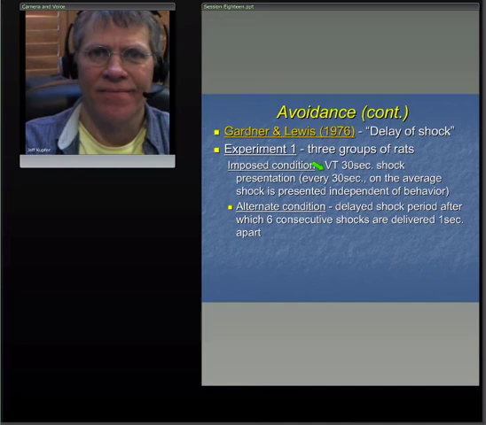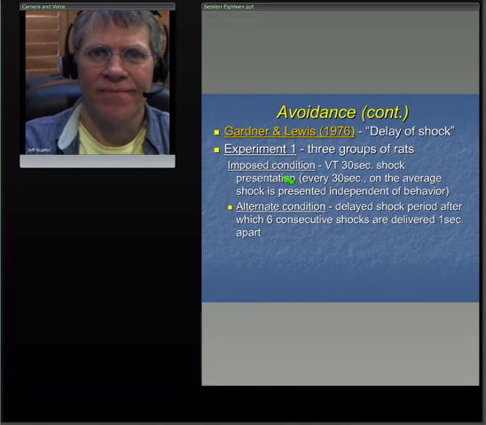If this happens on the average approximately every 30 seconds, then within a 3-minute period in this condition, about how many electric shocks should you get? Okay, this is like a Jeopardy question, right? Every 30 seconds on the average, after 3 minutes, how many shocks should you have probably delivered in this condition? All right, and the answer would be roughly 6 shocks every 3 minutes in this condition.